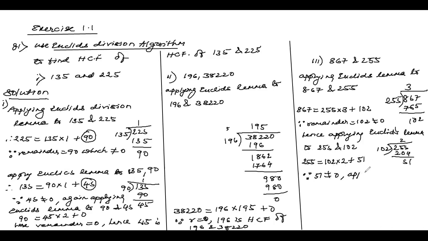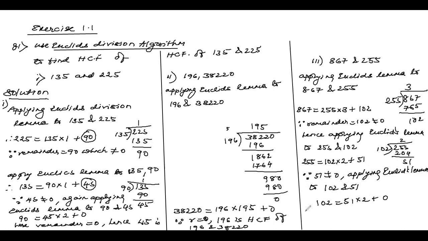applying Euclid's lemma to 102 and 51. So what I'll get, children, this is the easiest, 102 divided by 51. 51 twos are 102, and what is the remainder? Remainder is 0. Now here I'm not showing the division. I have to write this main division. I'm just telling you for the name's sake. Now, don't you agree?